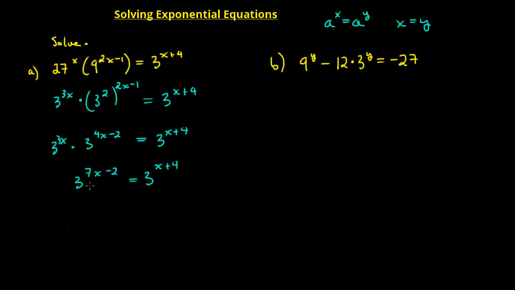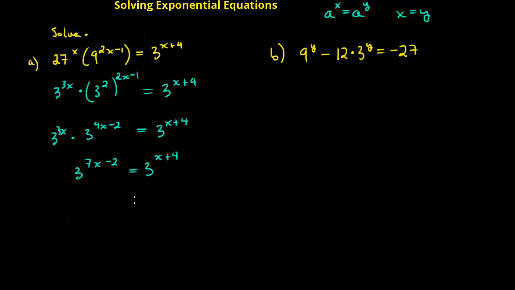Now that I've gotten this equation written in this form, I can go ahead and equate the exponents, because to make this statement true, 7x minus 2 has to be equal to x plus 4 to make the left side equal to the right side. Solve this equation. You get that 6x is equal to 6, and thus x is equal to 1. So the solution to this equation is that x is equal to 1.